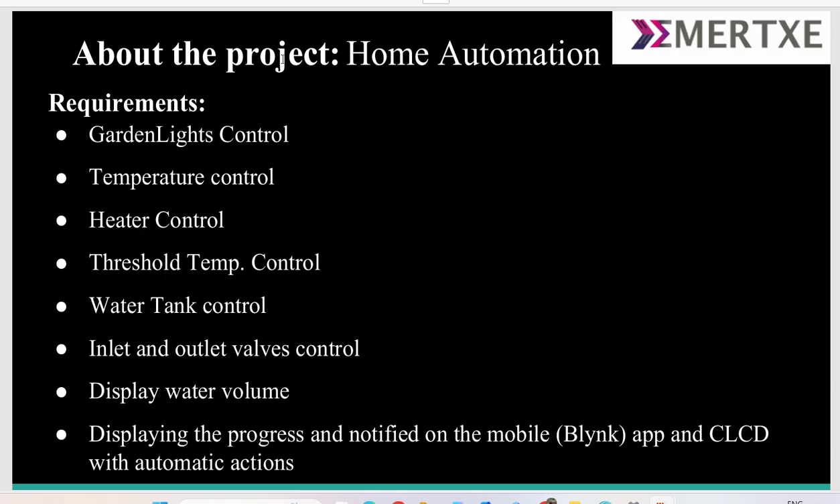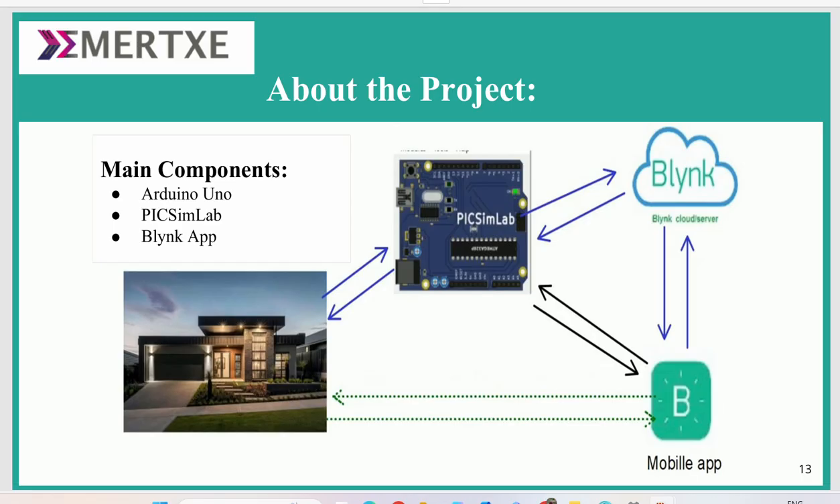The main goal of this project is to automate home appliances and monitor them remotely using a mobile application. In this project, the main requirements are garden lights control, temperature control, heater control, threshold temperature control, water tank control, inlet and outlet valves control, displaying water volume, displaying the progress and notifying on the mobile app, and cloud-based storage is also used.